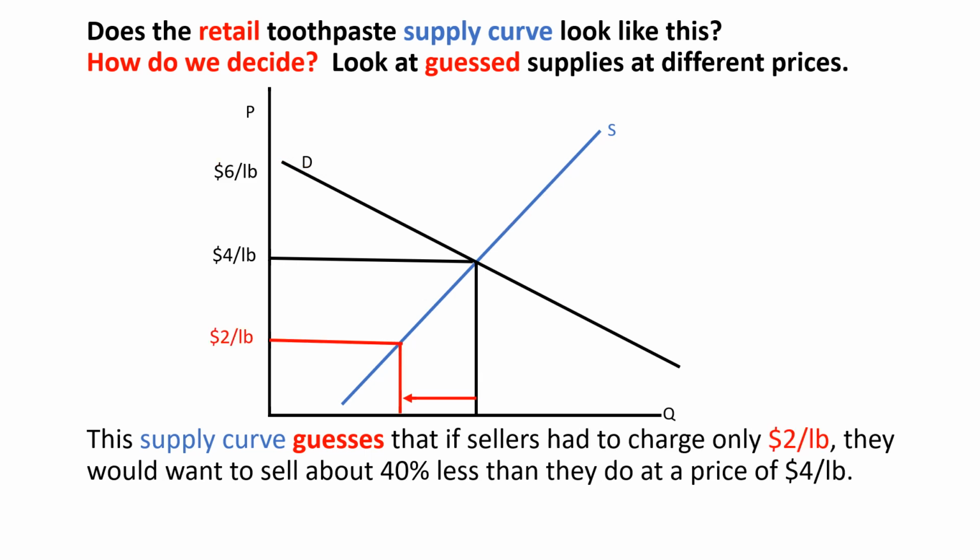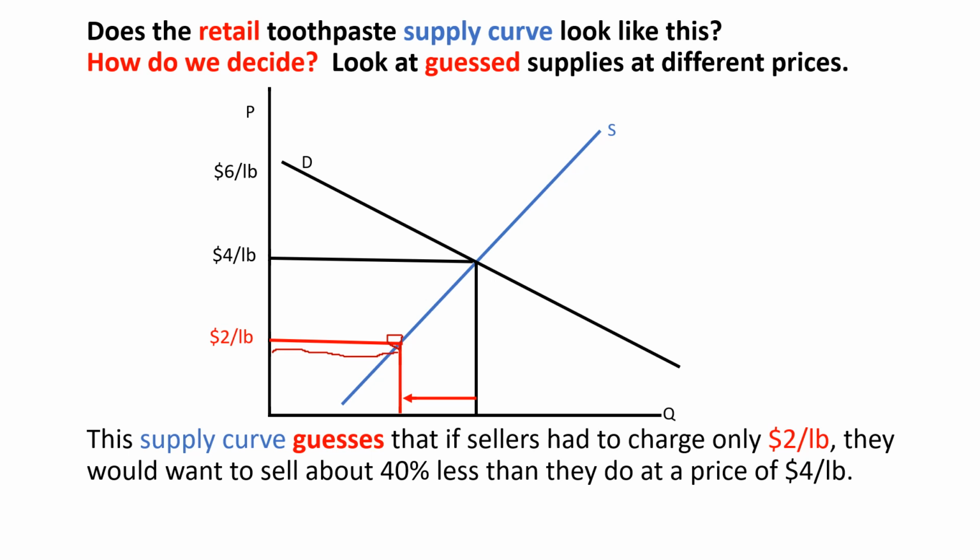The supply curve also makes a guess about how much the sellers would be willing to sell or want to sell if they could not charge more than $2 a pound. It says that they would sell this quantity, this horizontal distance. Now that's still a large amount that they're willing to sell according to this supply curve. Question: is that a reasonable guess?